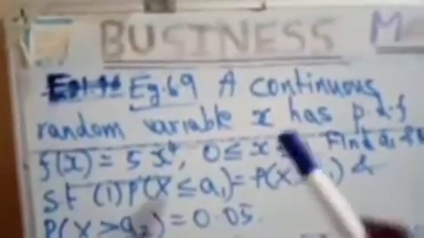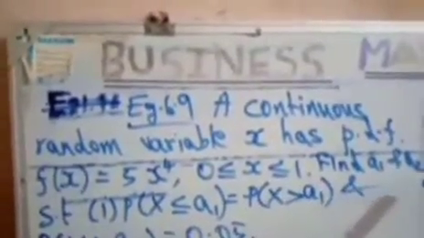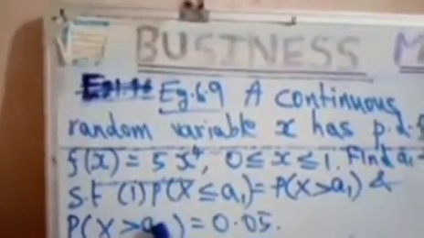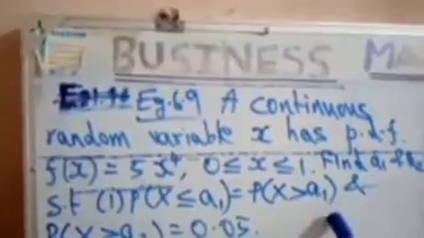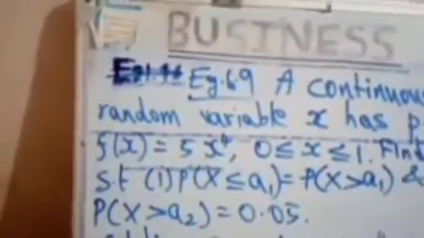Now we will go for example 6.9. A continuous random variable x has the PDF f of x equal to 5x power 4, 0 less than or equal to x less than or equal to 1. Find a1 and a2 such that P of x less than or equal to a1 is equal to P of x greater than a1, and P of x greater than a2 equal to 0.05. Okay. Now shall we go for the solution?